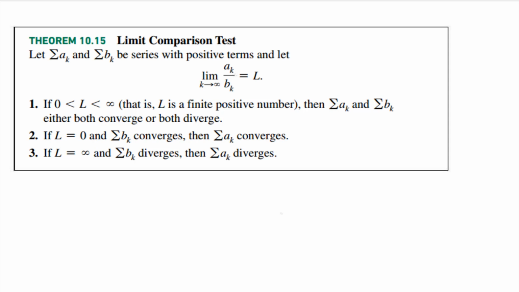So if we find out that limit, that L that we get, is between 0 and infinity, smaller than infinity, an actual number, bigger than 0, then they both converge or they both diverge. If you find that the limit just goes to 0, then they both converge. If the limit goes to infinity, both the b sub k and the a sub k will diverge.